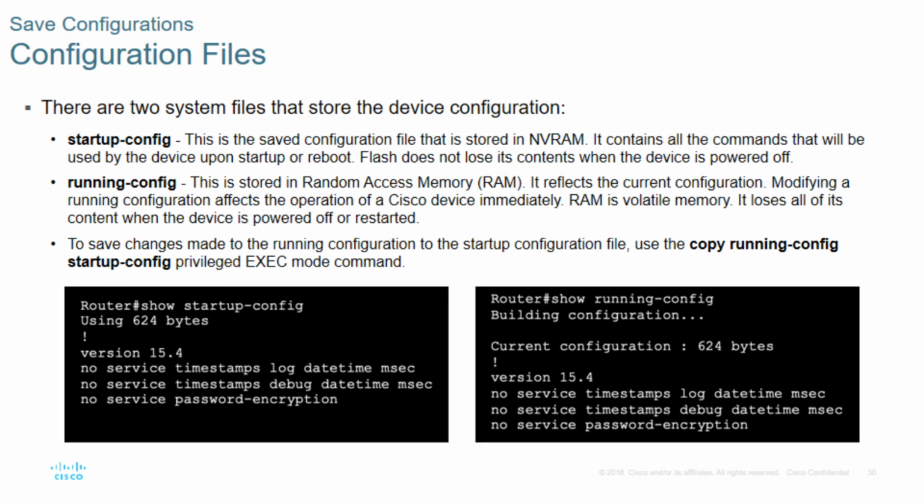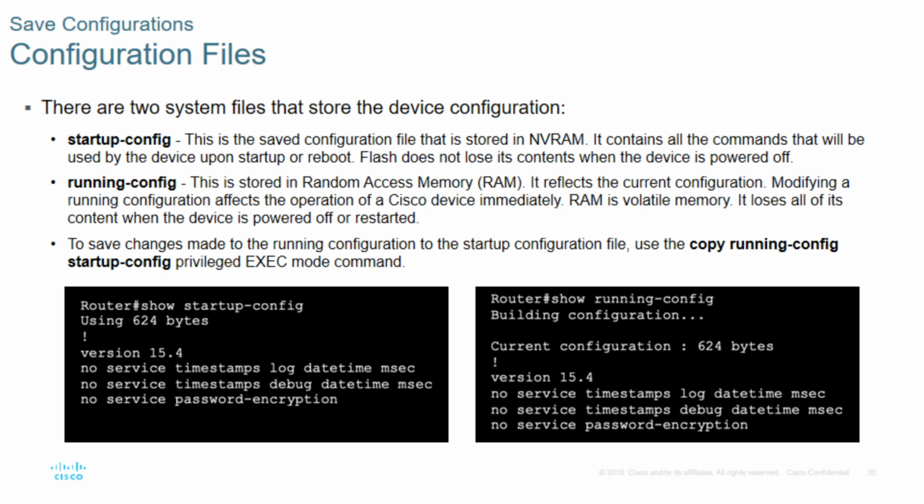Now our fifth objective is saving the configuration. So you now know how to perform basic configuration on a switch, including the password and the banner message. This topic will show you how to save your configuration. There are two system files that store the device configuration. Number one is startup config and number two is running config. The startup config is the saved configuration.